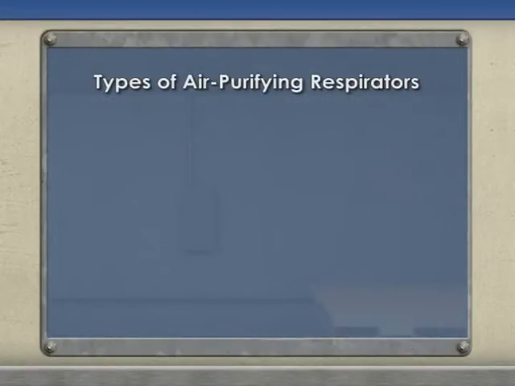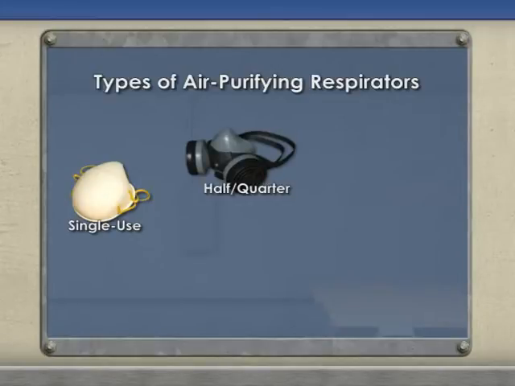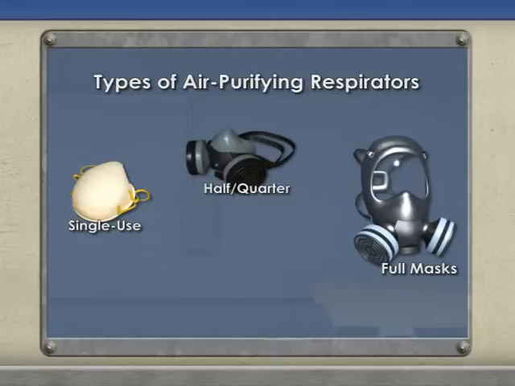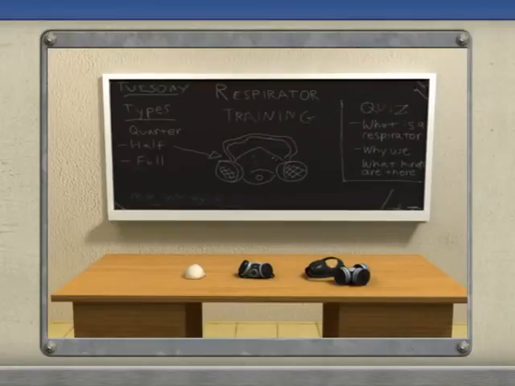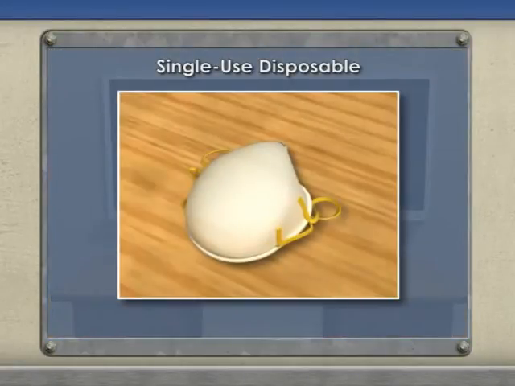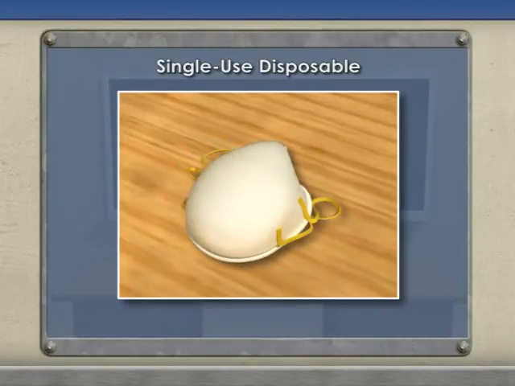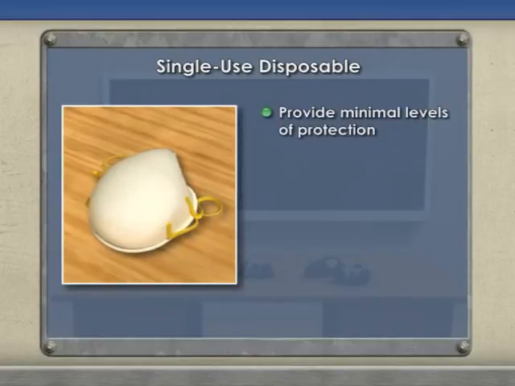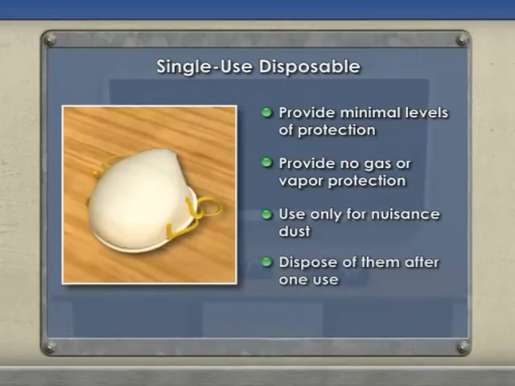Four types of air purifying respirators are single-use disposable respirators, half and quarter mask respirators, full mask respirators, and power air purifying respirators. An example of a single-use disposable air purifying respirator is a disposable dust mask. Single-use air purifying respirators provide only minimal levels of protection from atmospheric hazards. They provide no gas or vapor protection. Use these respirators only for protection against nuisance dust and dispose of them after one use.